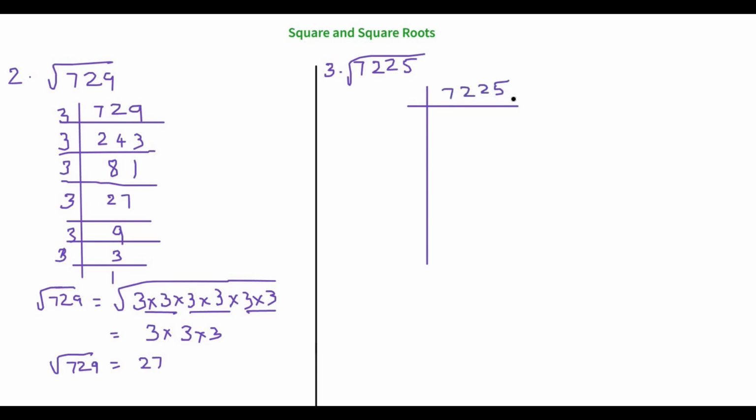As you could see, the last number is 5. So we can easily tell that this number is divisible by 5. This I have already taught you in the divisibility rule. You can refer to that video for the divisibility test.